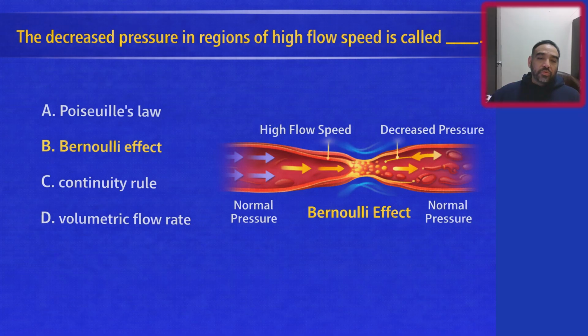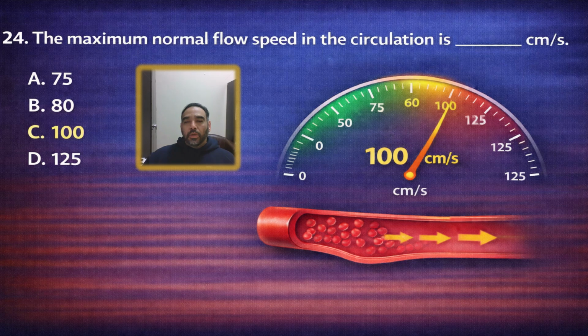The last one is D, the volumetric flow rate. So volumetric flow rate is designated by the letter Q. This describes how much volume moves per unit time, and it has nothing to do with the pressure dropping in high-speed regions. It's just a measurement, not a principle explaining energy changes. Okay, so this is going to be the last question for this section, or for this phase.